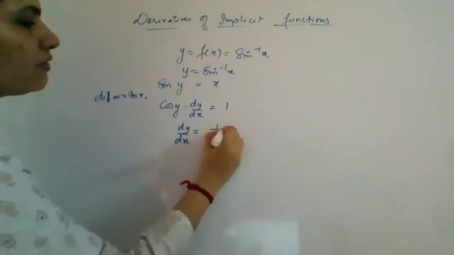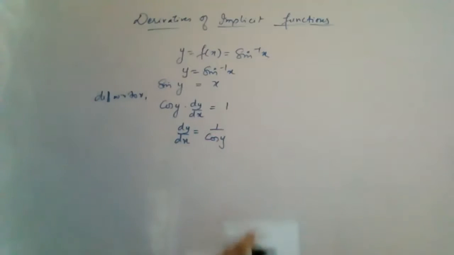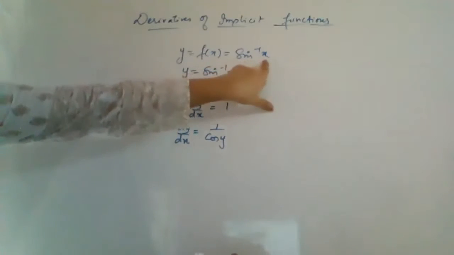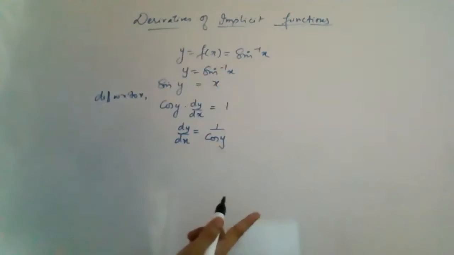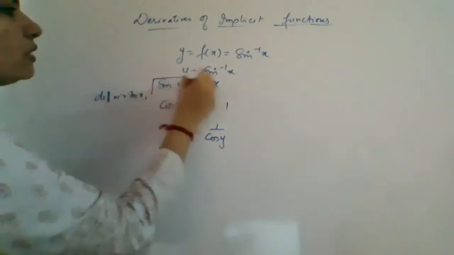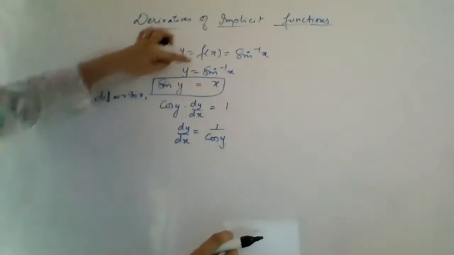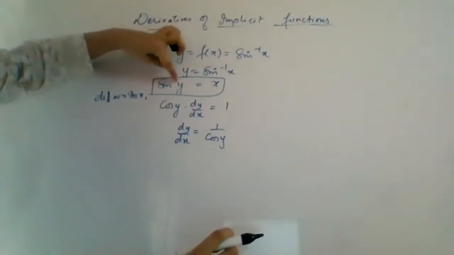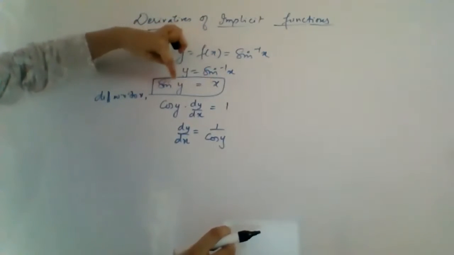So I'm getting it to be 1 by cos y. But since the question is in x form, and this is y, we have to change it. Now how will we change it? Since we have taken y equal to sine inverse x, we know that sine y is x. That means x value is sine y.